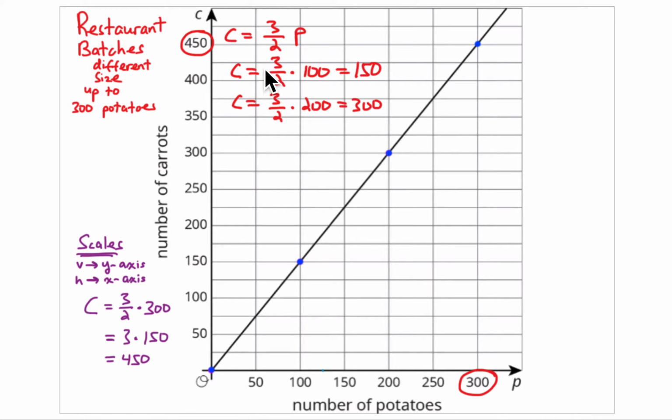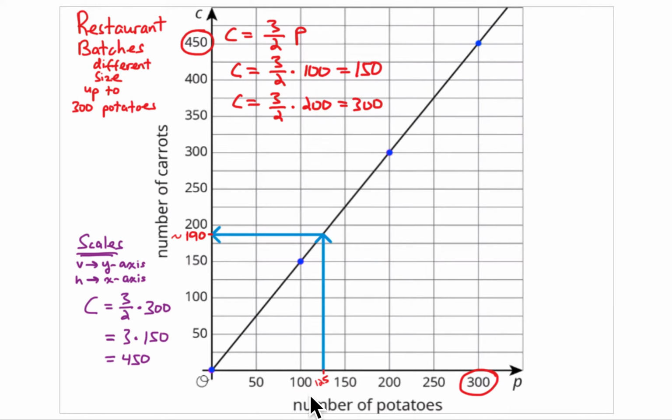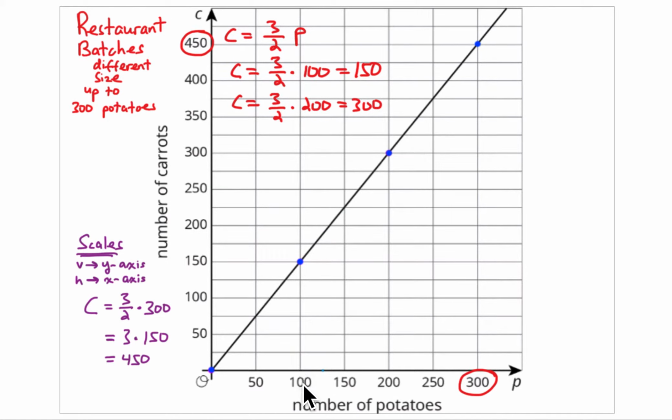So you can use the equation actually to start building the graph. You're going to make this graph for your employees to use depending on the number of potatoes they have. So let's say now that they have actually a couple other points that you place on the graph. You use 100, that tells you it's 150 carrots. So you place a point right here.